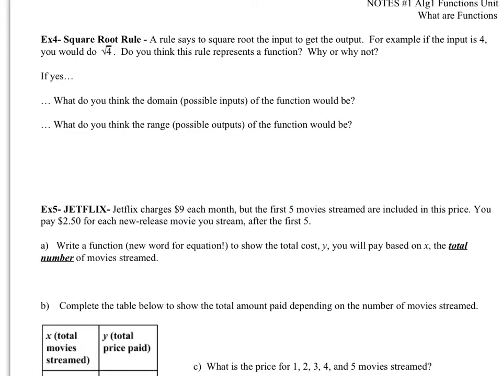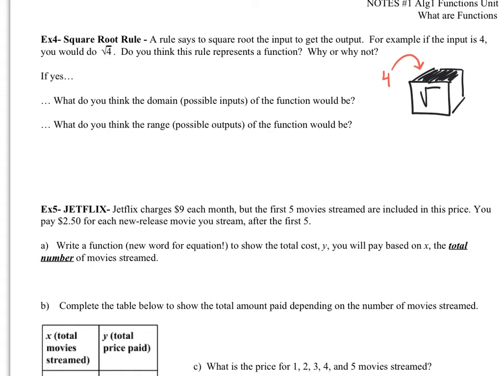Let's do another example of square root. A rule says to square root the input to get the output. So here's where something's going. I'm putting in a number, and when I put in that number, I'm going to do the square root. So let's say I put in 4. What would be the number that would pop out? Think about that for a second.